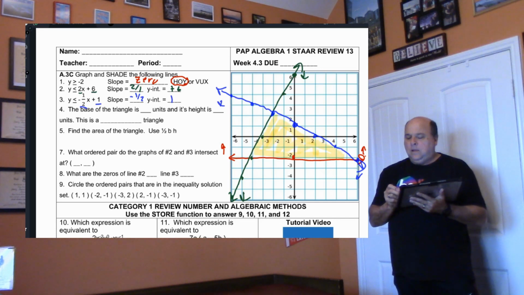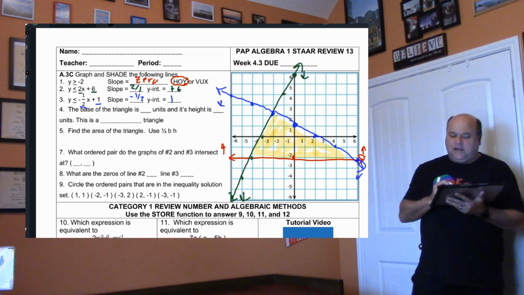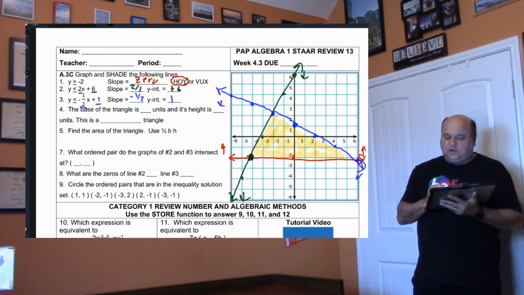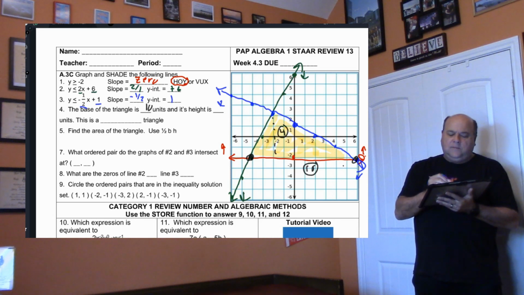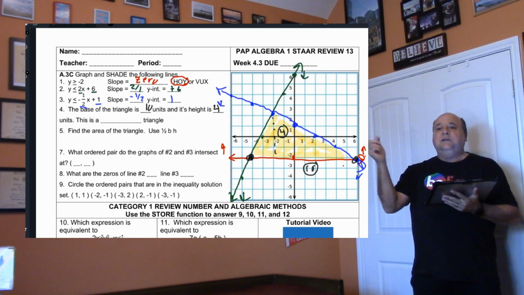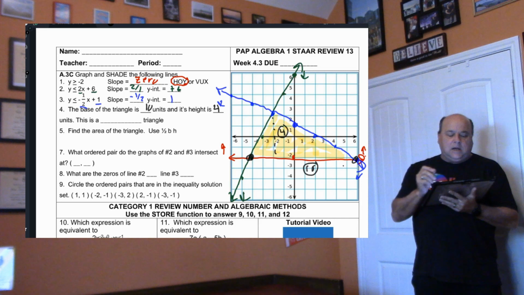Okay. Now then we're going to go through. The triangle has a base. The base of the triangle is going to be from this dot to this dot, which is what? 1, 2, 3, 4, 5, 6, 7, 8, 9, 10. The base is 10. The height is right here, and it's going to be 4. So our base is 10. The height is 4. And this is not a right triangle because, oh yeah it is.